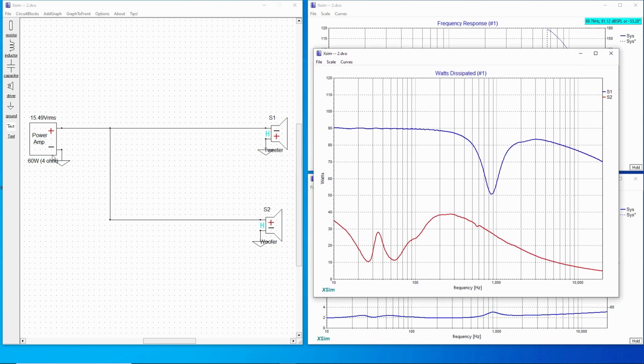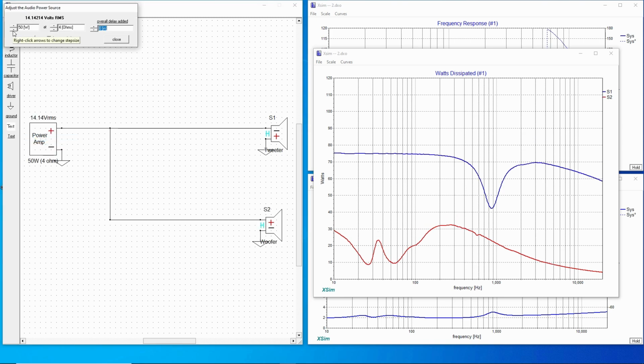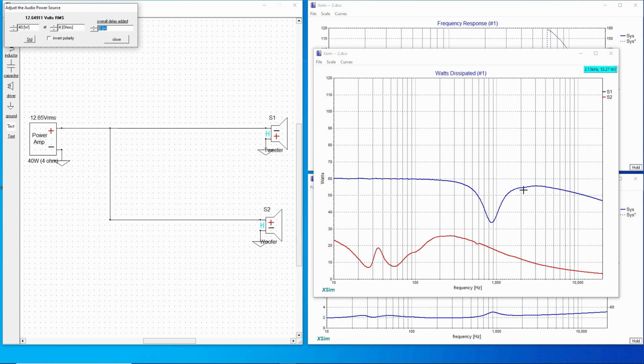And we can see, using the same amplifier, 60 watts at 4 ohms, that the tweeter exceeded the power handling at 90 watts, so we need to dial this down. So let's dial this until it's below 60 watts. So now this is the tweeter, the blue line. The tweeter is now in the safe zone, and the woofer is way below its power handling rating. So there we go, a 40 watt amp is more appropriate.